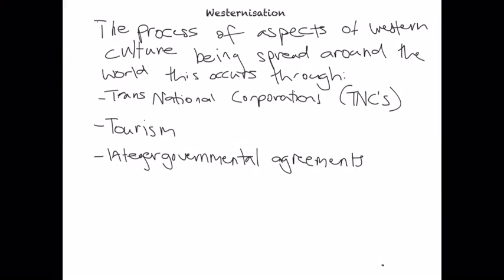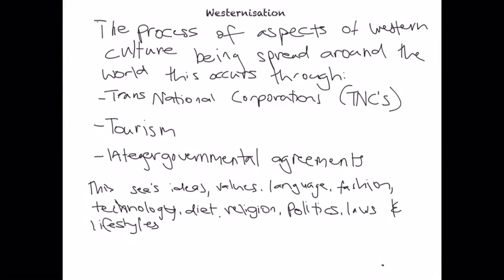Intergovernmental agreements are also a way that Western ideals can be spread around the world. And what this means essentially is that governments, especially Western ones, can spread Western ideals through trade or diplomatic agreements. So all of these factors see the spreading of ideas, values, language, fashion, technology, diet, religion, politics, laws and lifestyle. And we usually look at this throughout Asia, Africa and South America, as these groups are considered not to be Western.